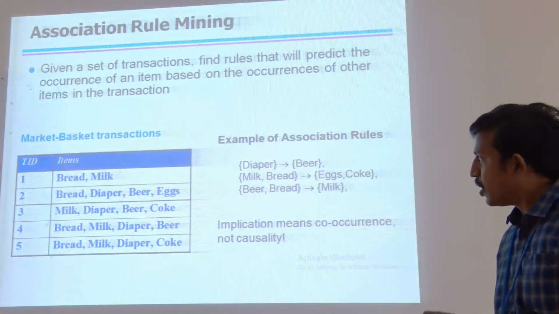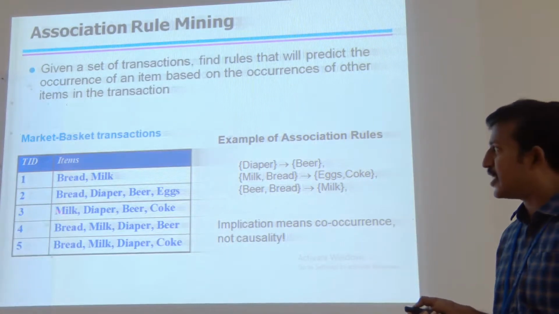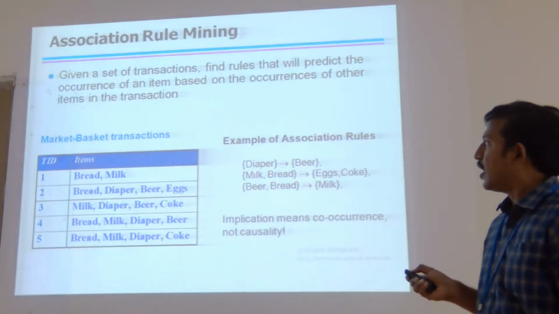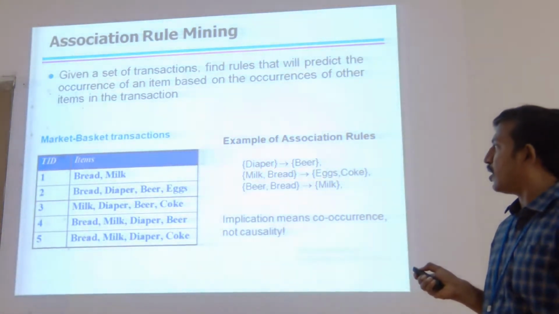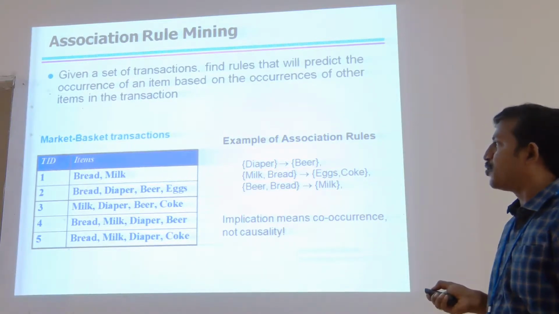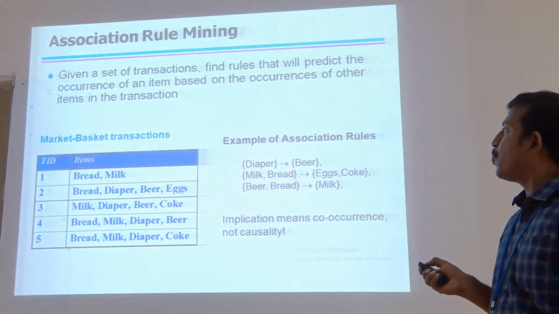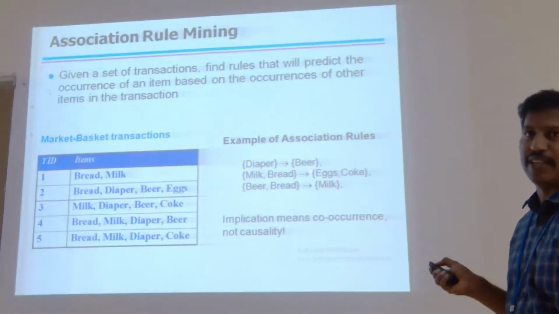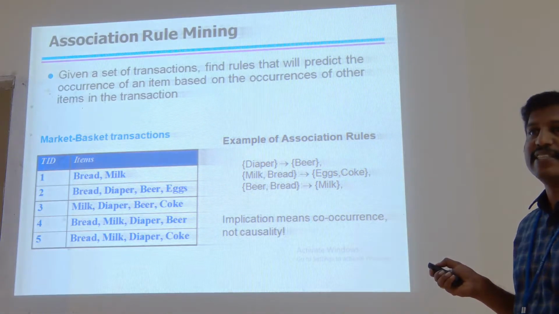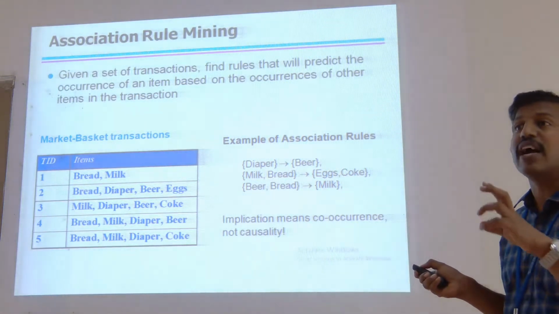These are the rules we need to produce by using association rule mining. What is the input here? We are giving the transactional database as an input, and we are generating the association rules. An important note about association rules is that implication means co-occurrence, not causality. The customer who purchases the diaper also purchases beer. Here this is the implication, which indicates co-occurrence, not causality.